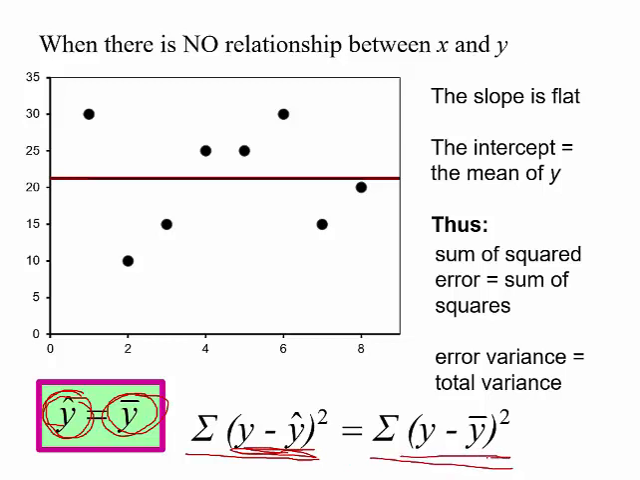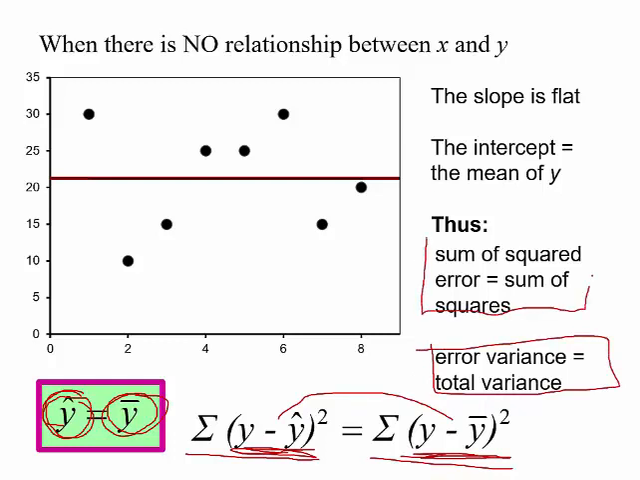The sum of the squares, how far people deviate from the mean. The sum of the squares and the sum of squared errors are identical things. Error variance equals total variance. Or the sum of the squared error equals the sum of the squares. If the correlation is 0, if there's no relation between X and Y, then this is true. The intercept becomes simply the mean. This intercept here is right at the mean of Y, and we simply predict that for every single person.